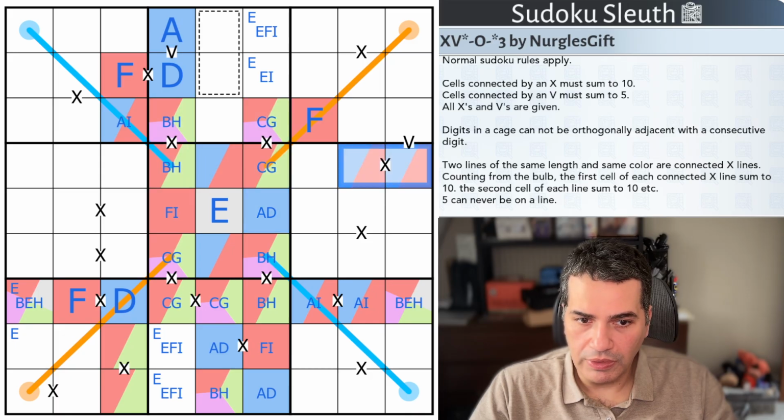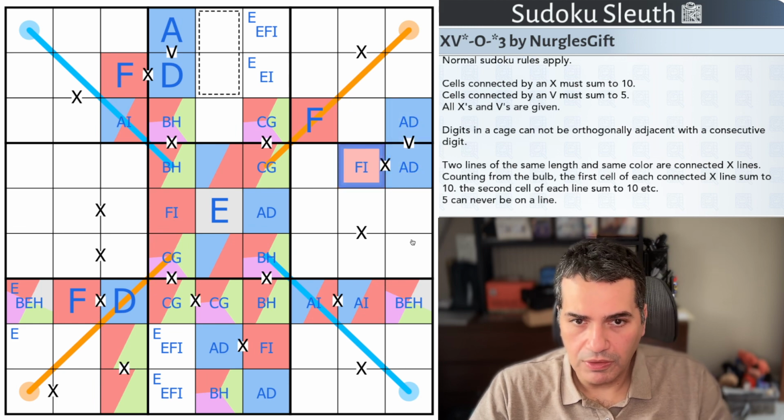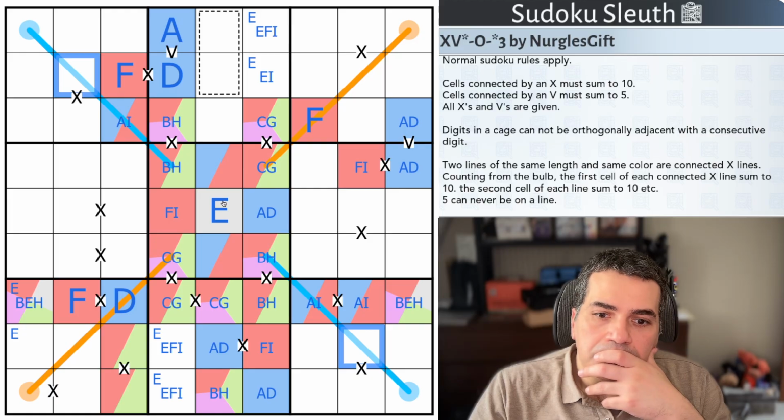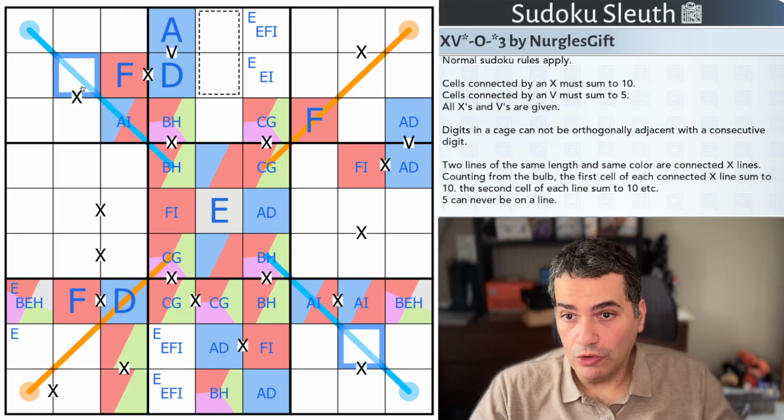So this is blue-red. We actually know which one is the blue. That's the blue because of the V. That's the red. This is AD. This is FI. Does that help me? Not in the slightest. What are these 2 cells? Right, so they're not blue.